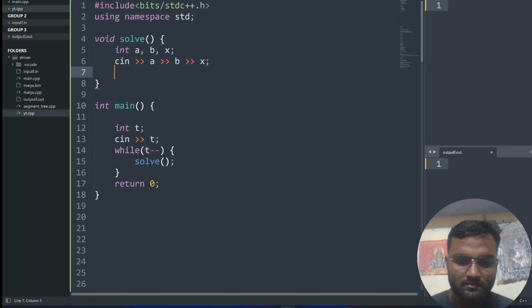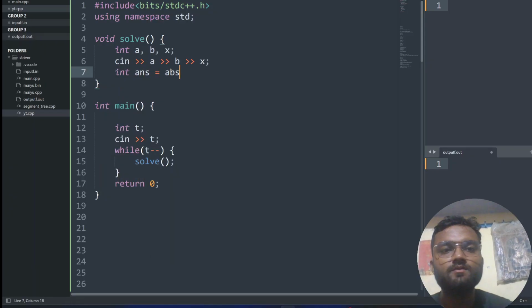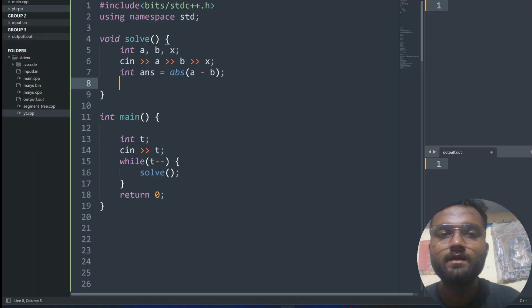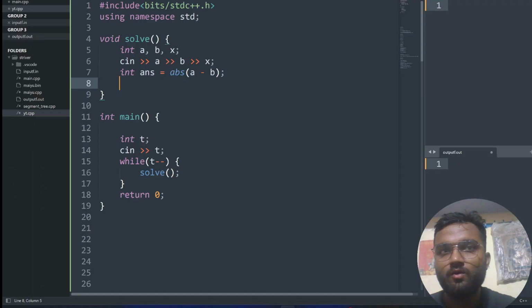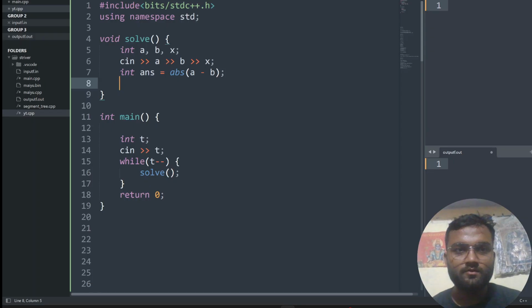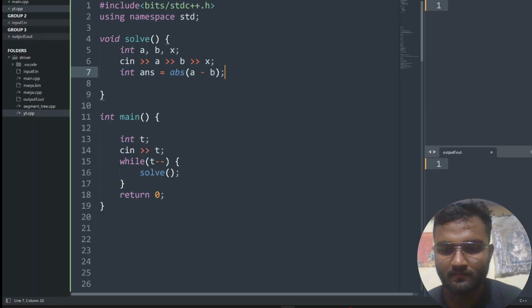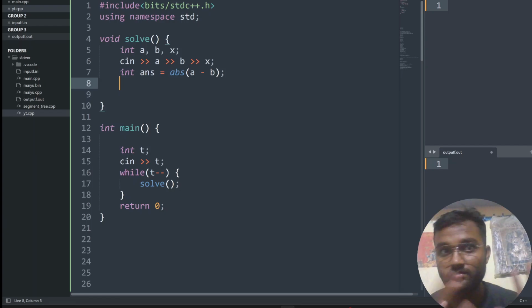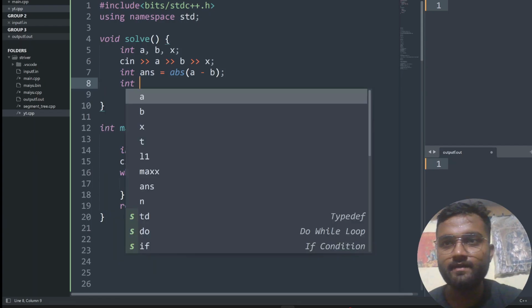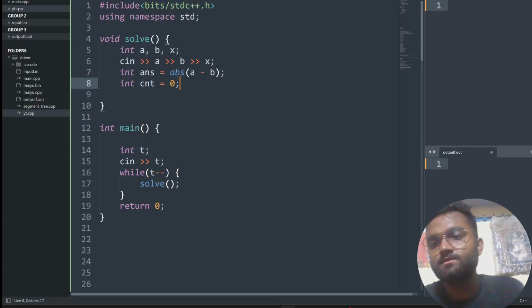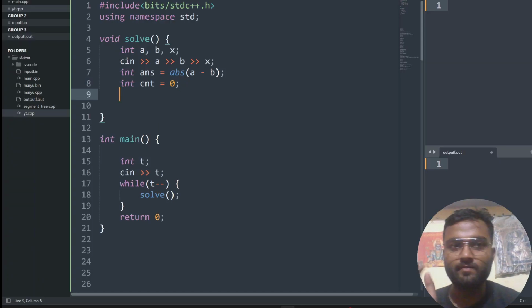One answer can be just the absolute value of a and b if we do only the first operation. Now we have to do all the operations. So one answer is the absolute of a minus b, the simple one. Now we are going to derive all the answers. So we will count the operations. The count is initially 0. Now we are including the second operation.